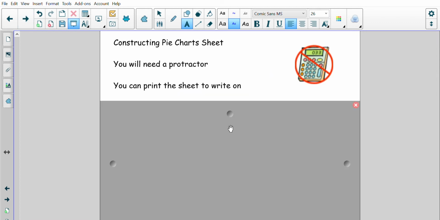Okay, now I want everybody to find the constructing pie charts sheet, and you're going to have a go at working out the angles and constructing 4 pie charts. No calculators needed for this. You will need a protractor.